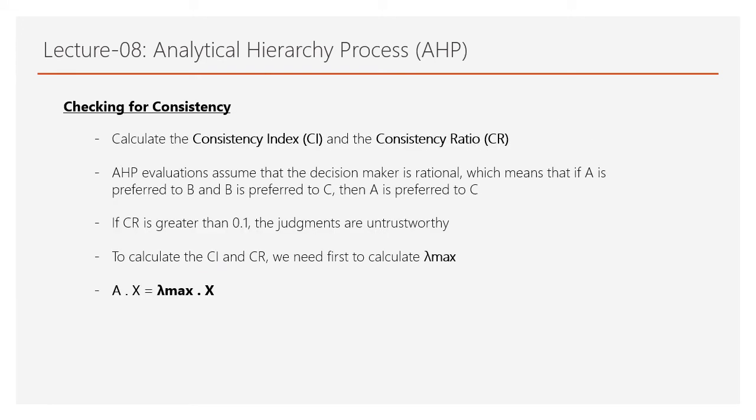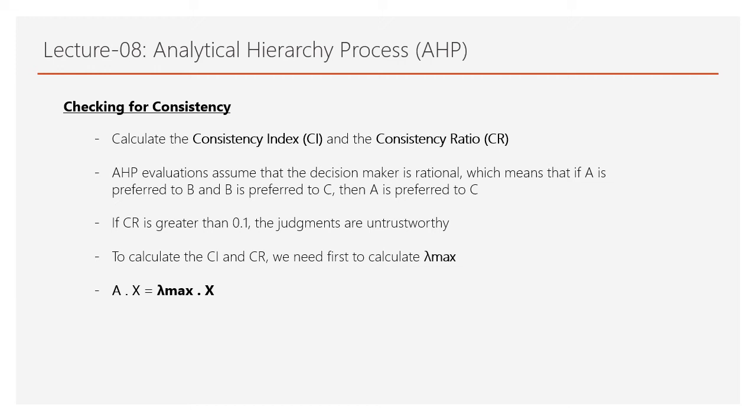And now, after we have calculated the actual weights of the criteria, we need to check for the consistency of our results. So the first step, we did the weights for the criteria, and the next step is to prove the consistency of our results. To do so, we need to calculate the consistency index CI and the consistency ratio CR.